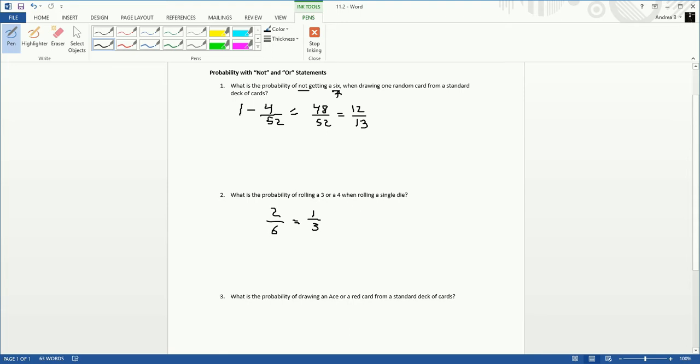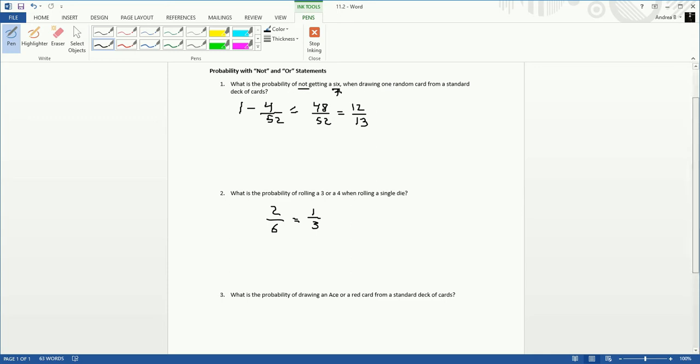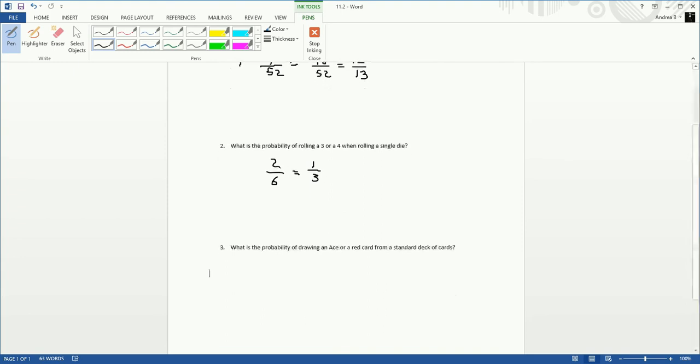In this case, you didn't have to worry about subtracting off anything that they have in common, because you can't roll both a 3 and a 4 at the same time whenever you're rolling only one die. So that's why you just add together the possibilities of each to get the 2 out of 6 and then simplify. Whereas for number 3, the next one, what is the probability of drawing an ace or a red card from a standard deck of cards?